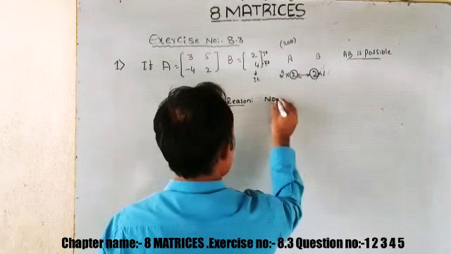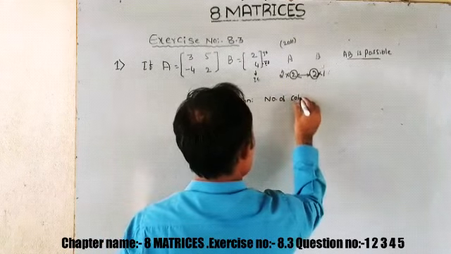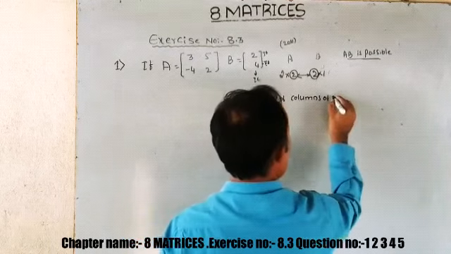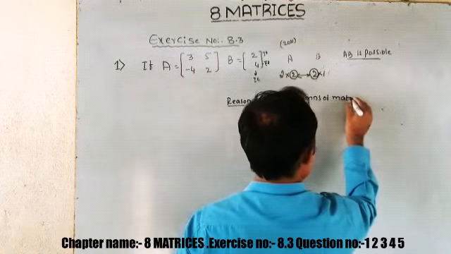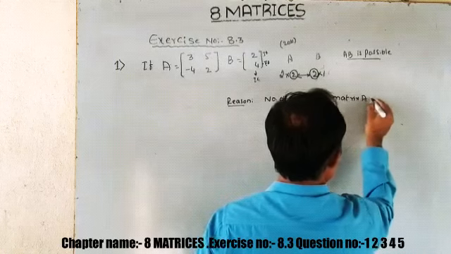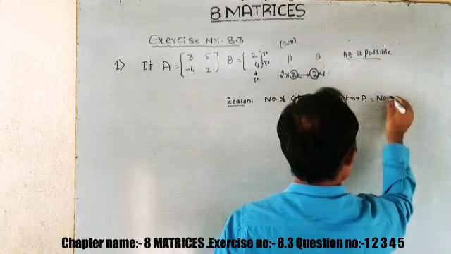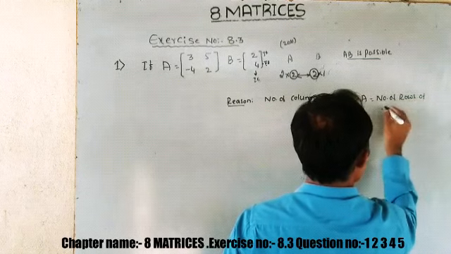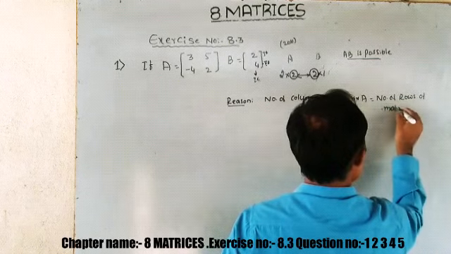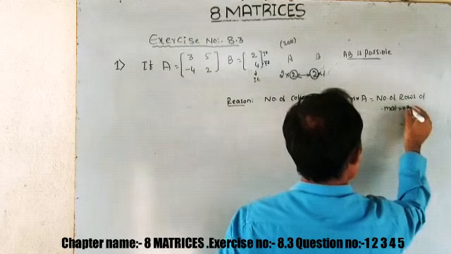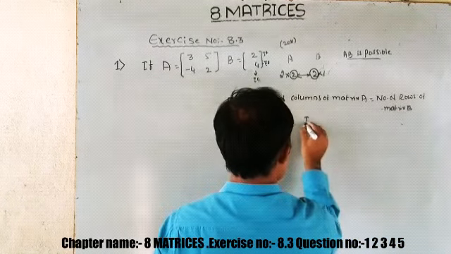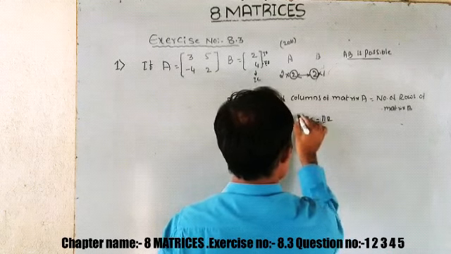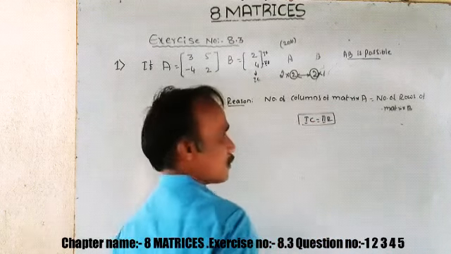is the number of columns of matrix A is equal to the number of rows of matrix B, that is, first C is equal to second R.